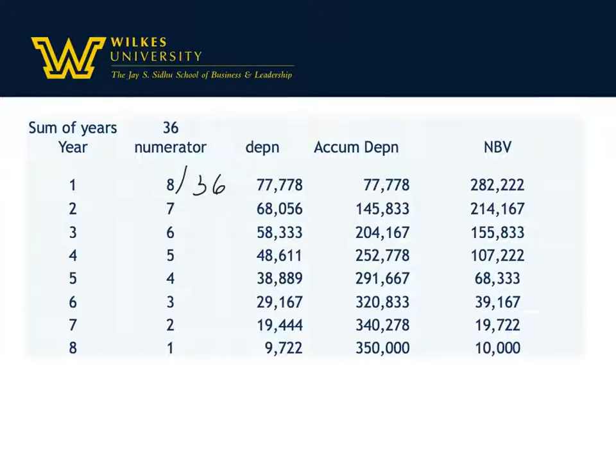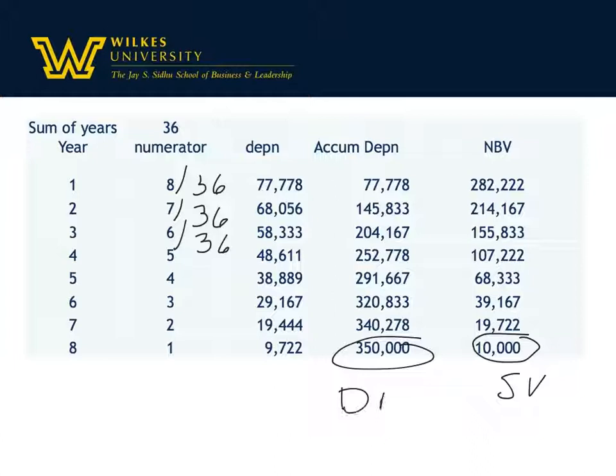The second year, you would end up with 7 divided by the sum of the year's digits of 36. The third year would be 6 divided by 36, and it's all multiplied by your depreciable base. When you're finished, the same things happen. Your net book value is equal to your salvage value. Your accumulated depreciation is equal to your depreciable base. And you know you've done things correctly.